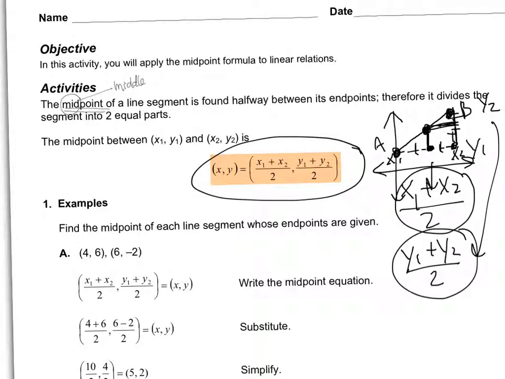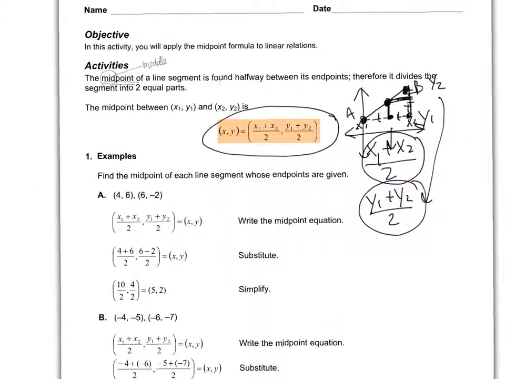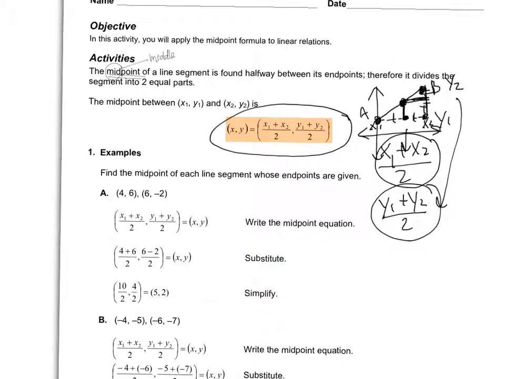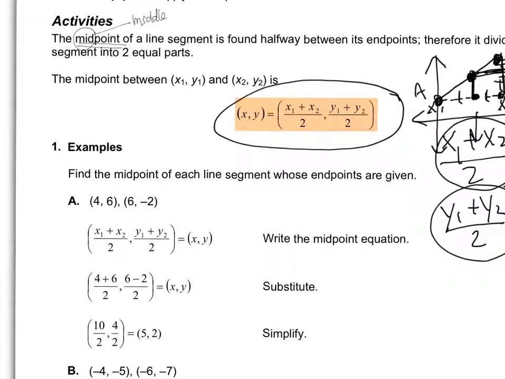Now let's look at example A. In example A, they give us 2 points and they say, find that midpoint. So again, this would be point 1 and this is point 2. This is very similar to the last lesson on distance formula. And we would label it x1, y1, because each point has an x and a y component. And this will be x2, y2.